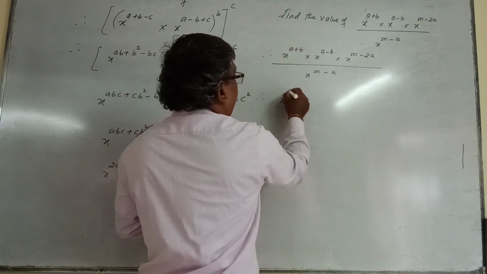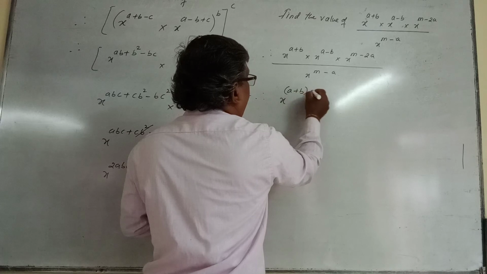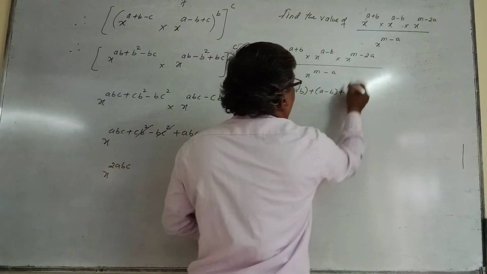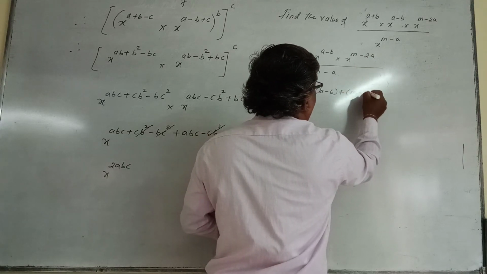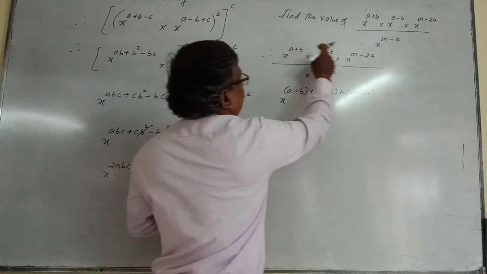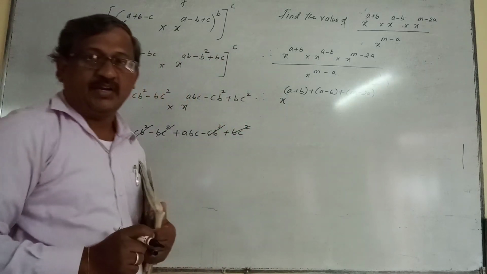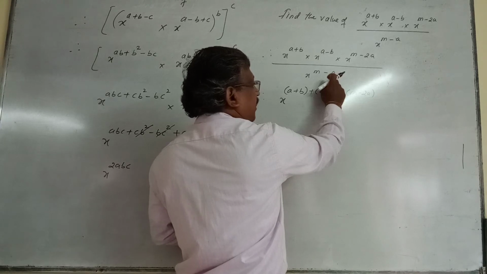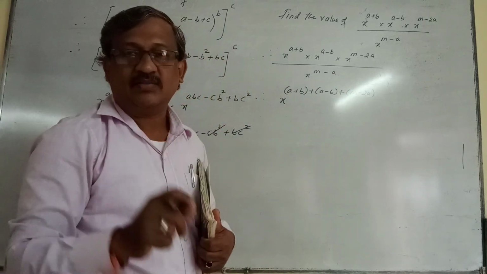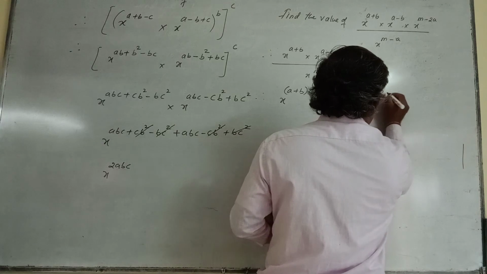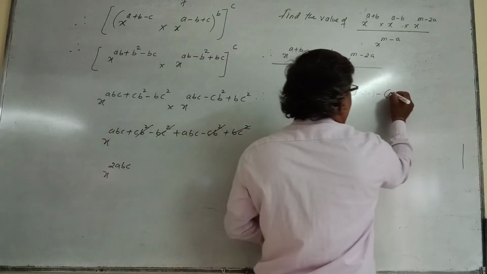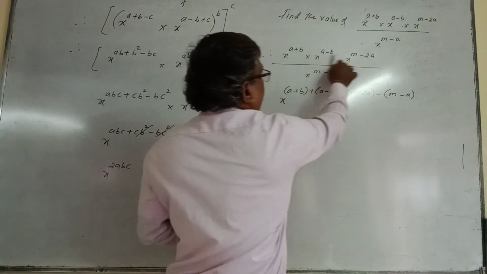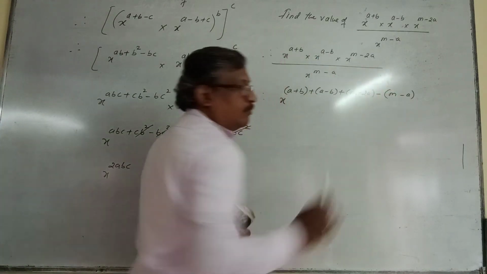Means it is a plus b. In a plus b we have to add a minus b. In that one we have to add m minus 2a, right? These three indices we have to add, and m minus a index is at the denominator, so that index we have to minus. So from this we have to minus m minus a, right? These three indices you add and this index you minus, right?